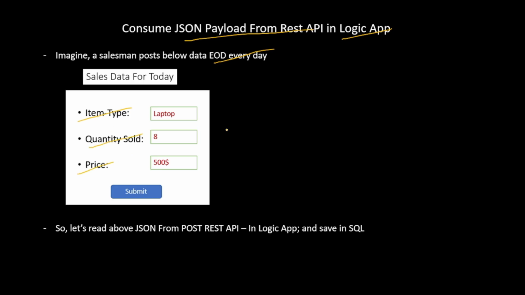Now guys, let's imagine when this salesman submits this data, we call a post REST API and we provide this data in JSON in the body of that post method. Now what do we want to do? So we want to read this JSON from this REST API in our Logic app, and then we want to save these details in our SQL server.